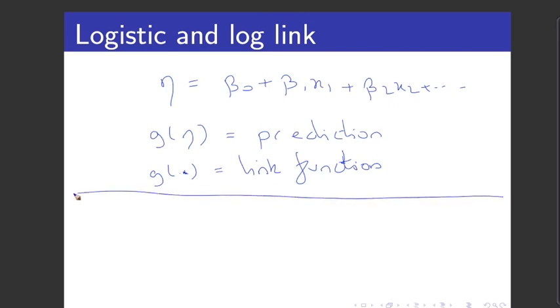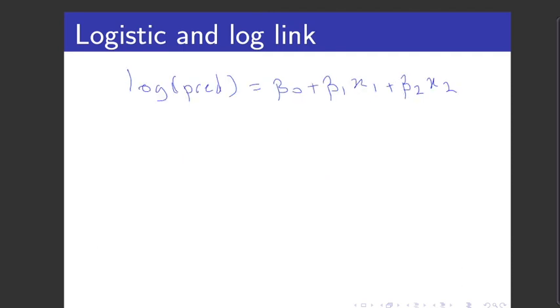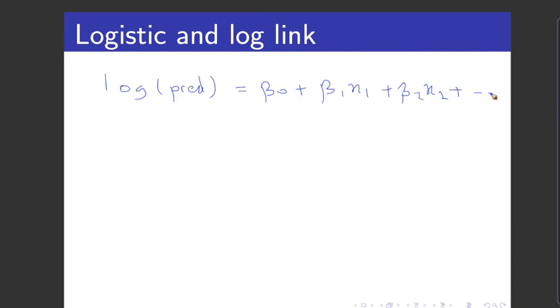But while we're at it, let's think what would happen if, for our link function, g of eta, we used log. So, using the log link, we have the log of our final prediction equals the linear predictor. This means that the final prediction is given by e to the beta 0 times e to the beta 1 x1 times e to the beta 2 x2. It means that our final predictions are not really the sum of various effects, they are the product of various effects.